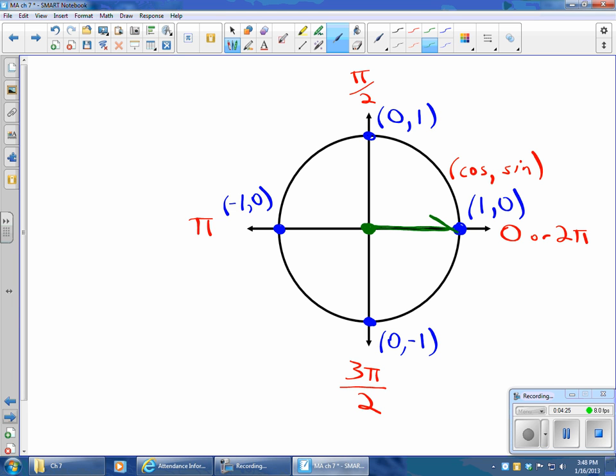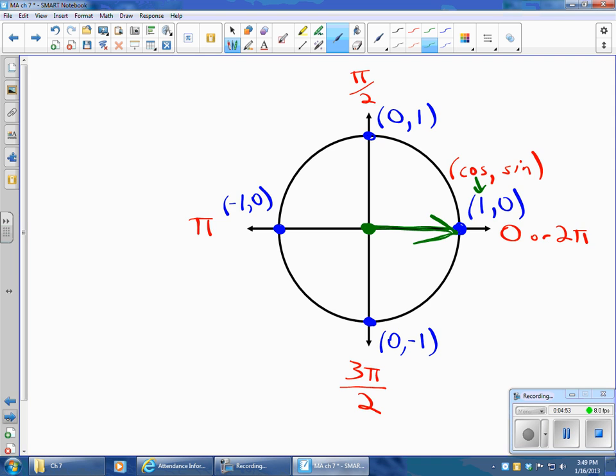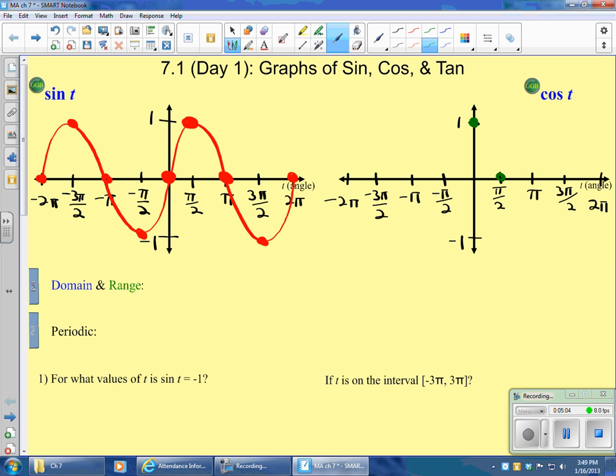At 0 rotation, the cosine is 1. So that means at 0 on the x-axis, I'm at 1 on the y-axis. Oops, that's not what I wanted. There we go. So actually, cosine starts at 1. And then what happens right here at pi over 2? What is the cosine at pi over 2? Well, look to my unit circle. At pi over 2, the cosine is 0. I go back, okay, at pi over 2, the cosine is 0.